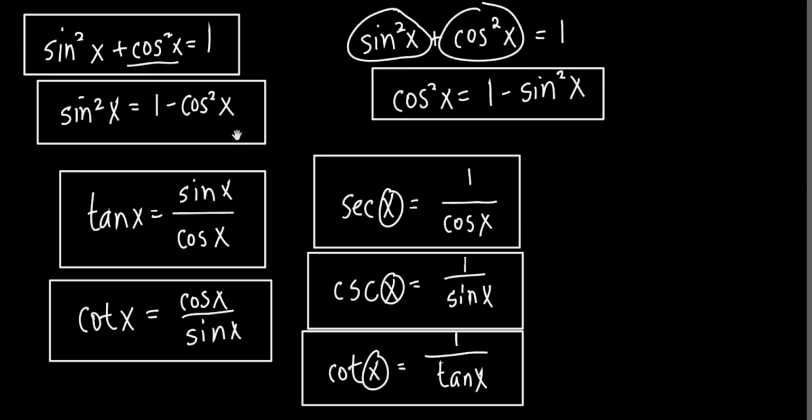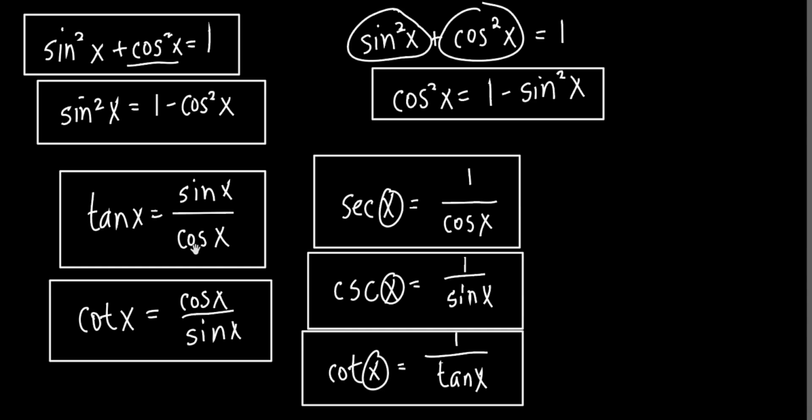You're going to have to know these. That's not hard. Look, sine squared plus cosine squared equals 1. That's the Pythagorean theorem, isn't it? a squared plus b squared equals c squared. And look, how did you get from there to there? You just subtracted a cosine squared. How'd you get cosine squared by itself? You subtracted a sine squared.